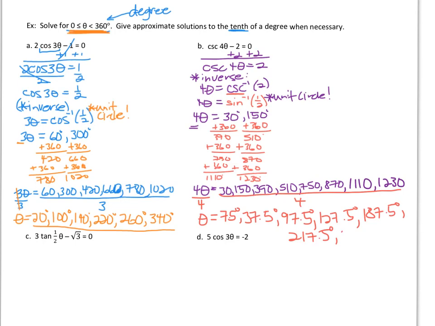1,110 divided by 4 would be 277.5. And our final answer for this one, 1,230 divided by 4 would be 307.5. And just like that, everybody, we have 8 answers within our restriction that make that equation a true statement. And I think we'll call that good for today. Tomorrow we'll do examples C and D, where we'll have decimal approximations, and then you'll have your worksheet.